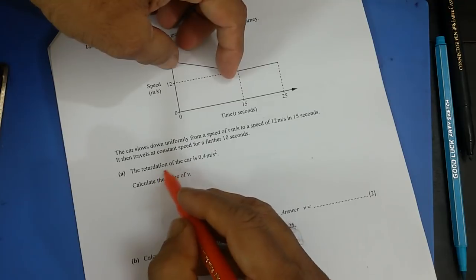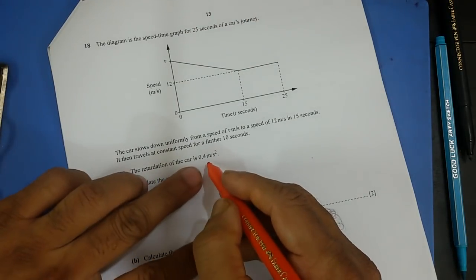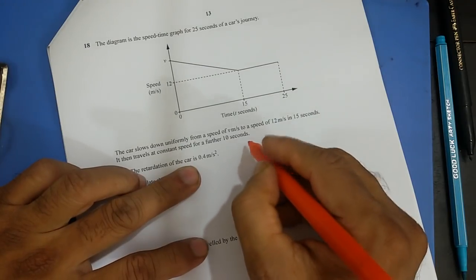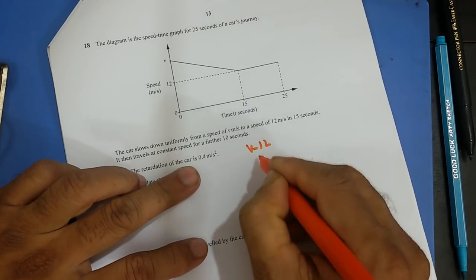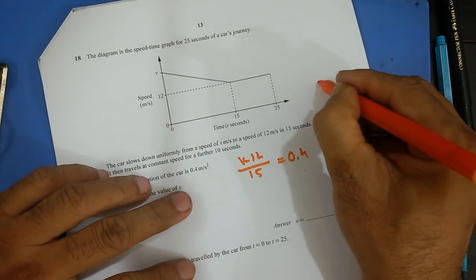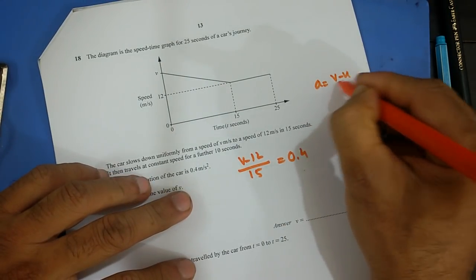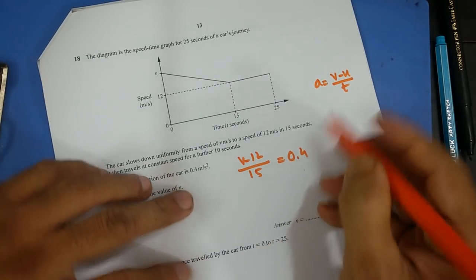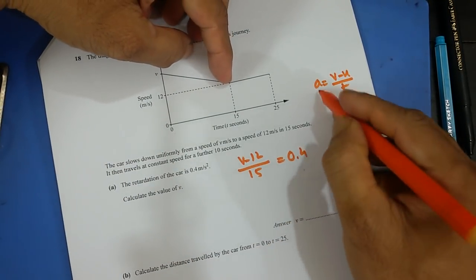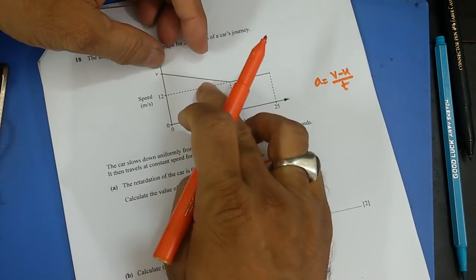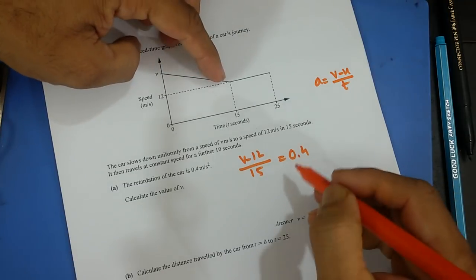The retardation of the car is 0.4 meter per second squared. So for retardation, we can go for v minus 12 divided by 15 equal to 0.4. The acceleration's formula is v minus u divided by t. Now v is the final velocity, but in this case, since this is a retardation, we're gonna go initial minus final. Okay, this minus that.